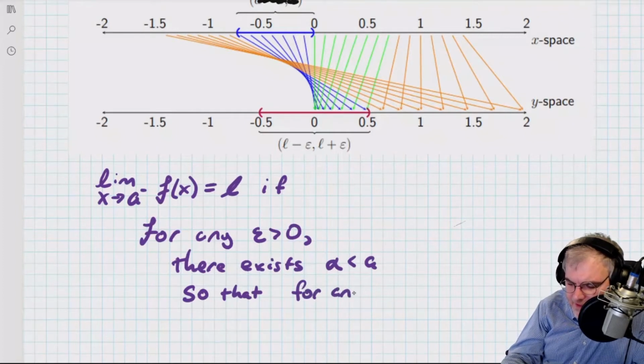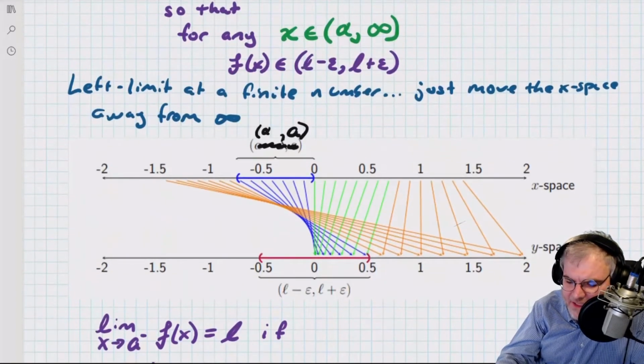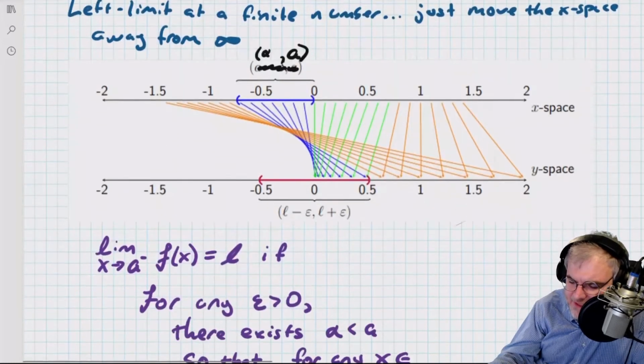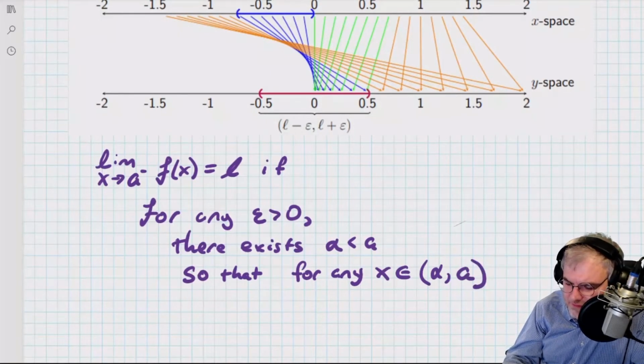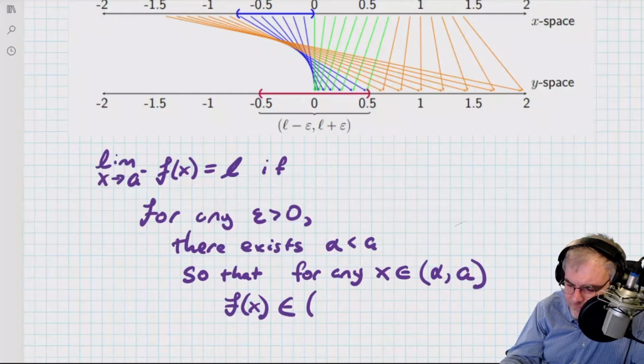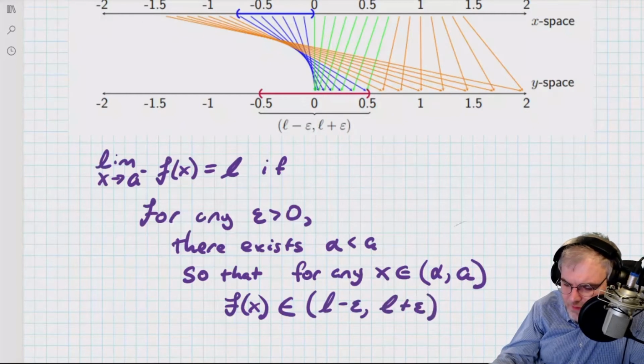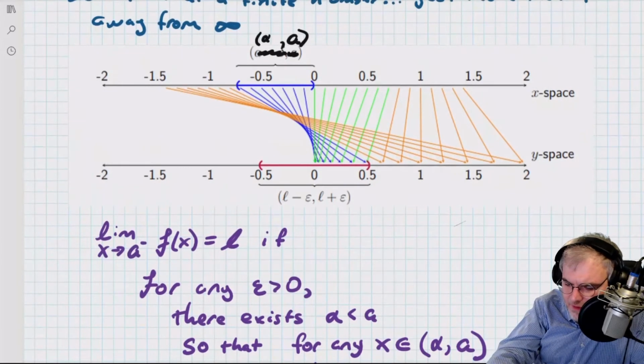for any x in, now instead of saying for any x in alpha to infinity, I'm going to say any x in alpha to a, f of x is in L minus epsilon, L plus epsilon. So here, a equals 0 and L equals 0.